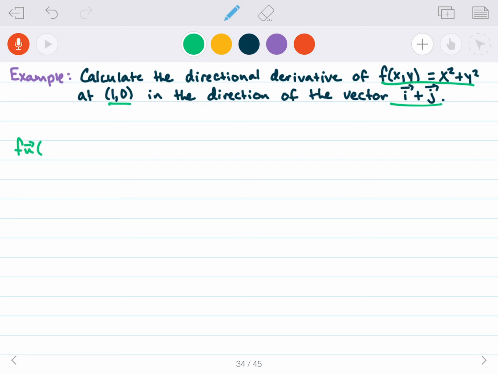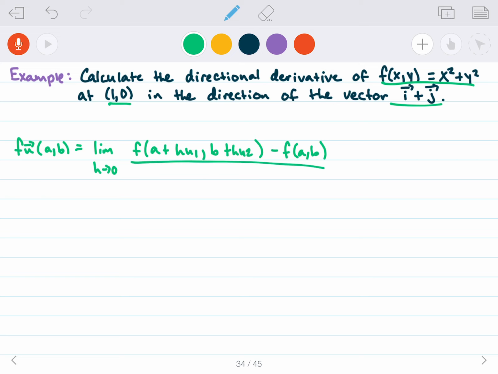So we have AB is equal to limit as h goes to 0 of f of a plus hu1, b plus hu2 minus f of ab all over h. Okay, the very first thing that you want to do is you want to find your unit vector.